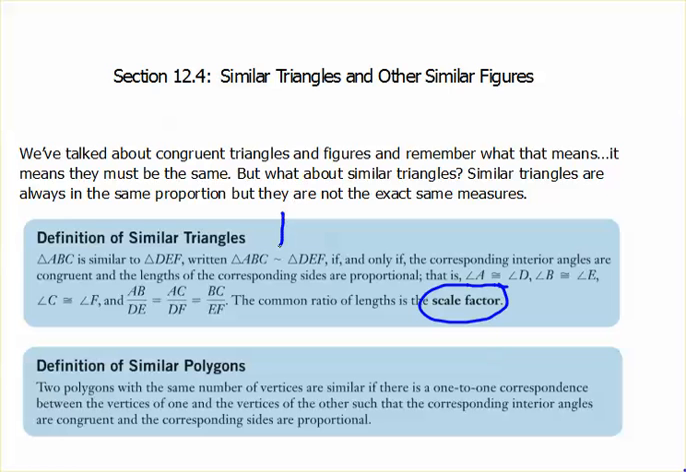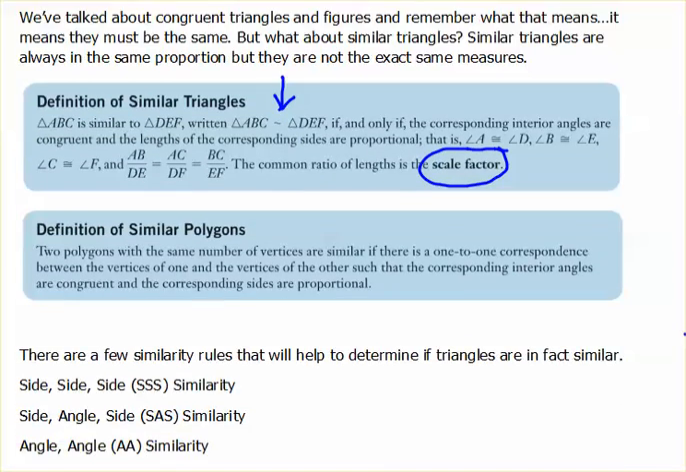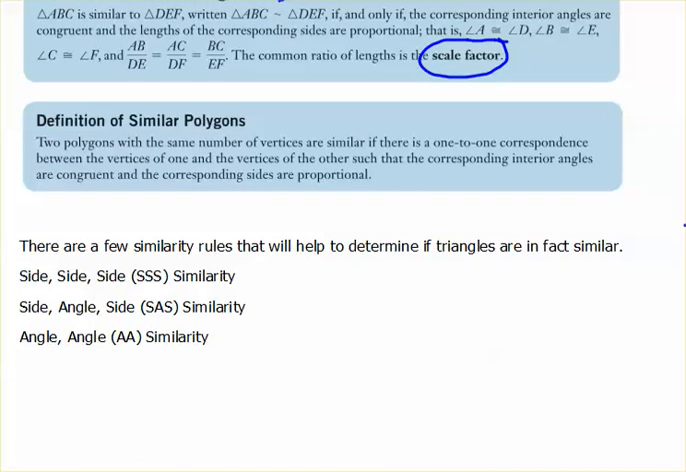Now, I also want to draw your attention to the notation for similar triangles. It's just the little tilde without the equal sign underneath it for the congruence. Okay, now we had patterns for our congruent triangles, and we have patterns for our similar triangles also.